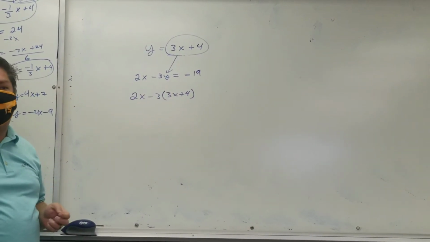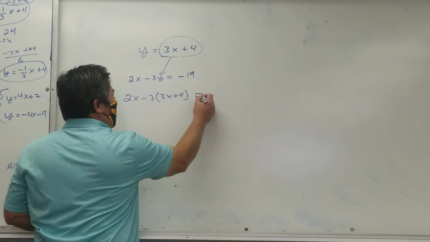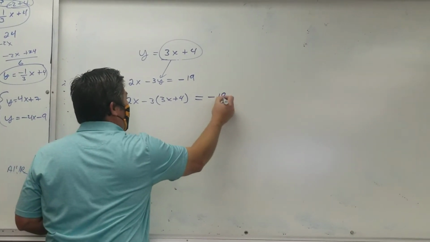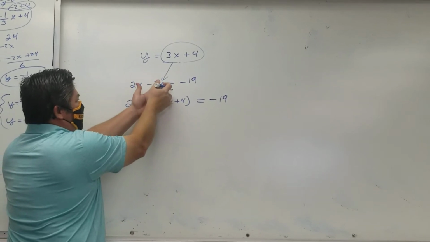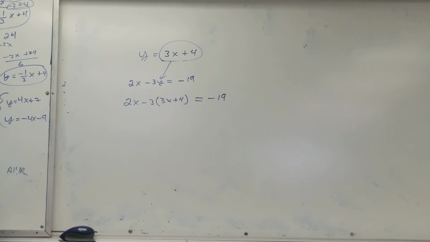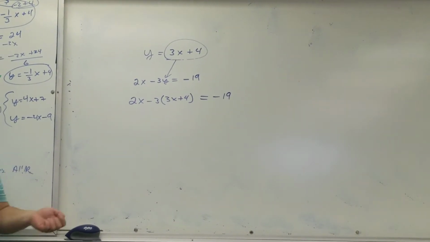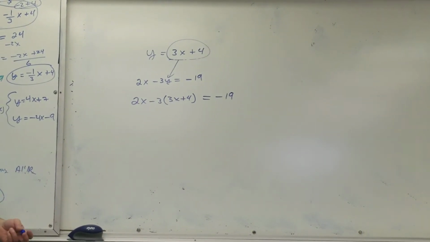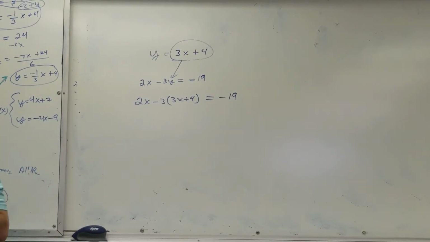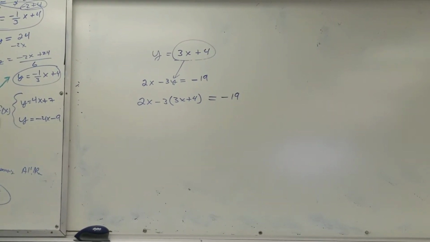This is what substitution is. Equals what? -19. That didn't change, right? The only thing that changed is y is no longer y. It's what y equaled, which was 3x plus 4. Now what do I do? I got to solve it. So that is the tough part. The tough part is actually just math you already know. What should I do first?